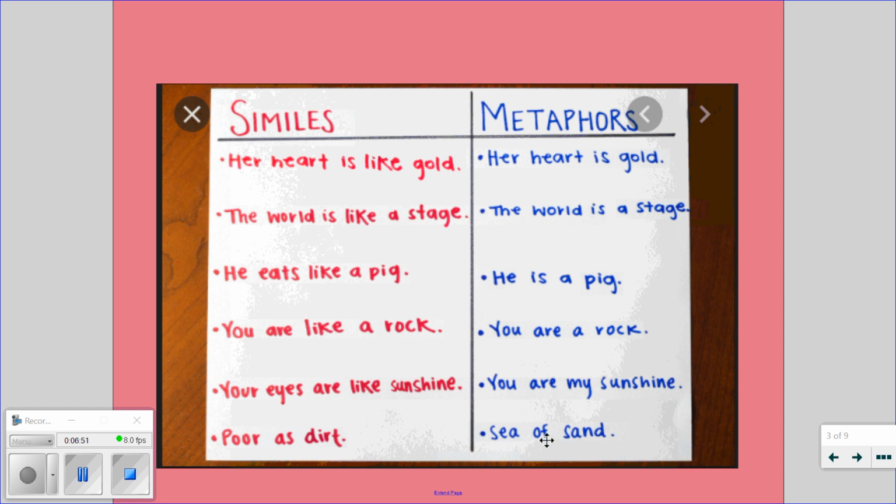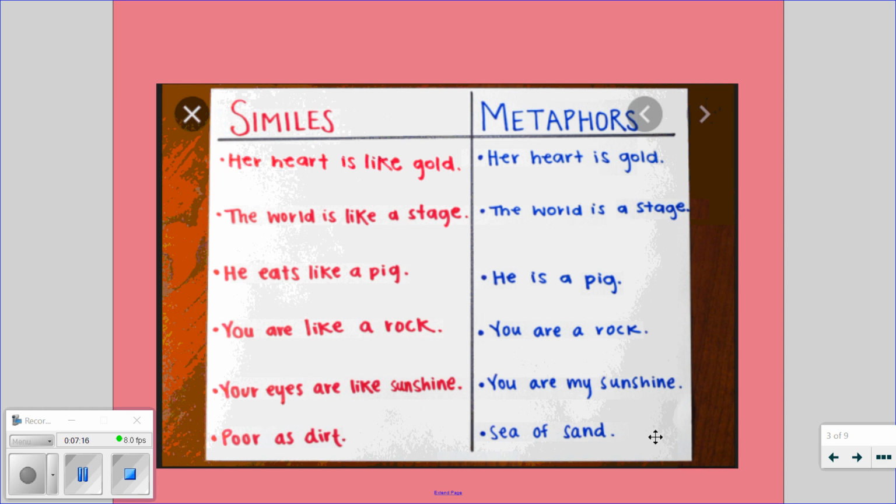Now, the metaphor right here, "sea of sand," this one is much like "poor as dirt." We don't see this in books as often as we used to, but this one is just describing something that has a lot of something. So a sea of sand means that there is a lot of something. So these are just some similes and metaphors that you will hear commonly, that you will see in text.